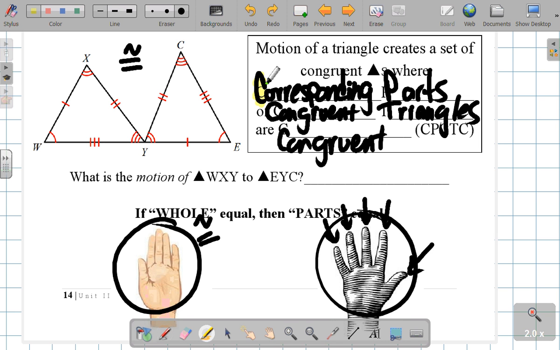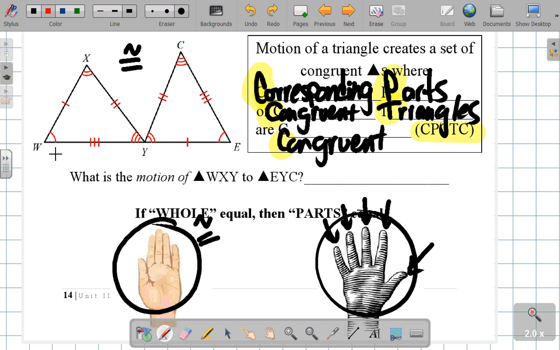corresponding parts of congruent triangles are congruent. Corresponding parts of congruent triangles are congruent. I'll explain that in just a moment. The acronym that's used that you'll see on Alex is CPCTC. So I'll show you what I mean.